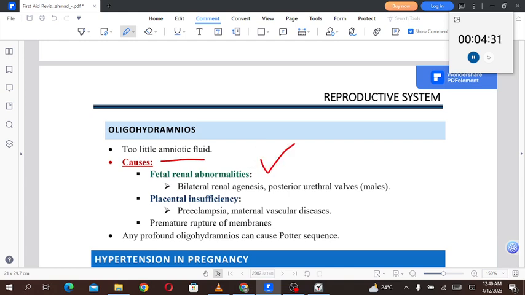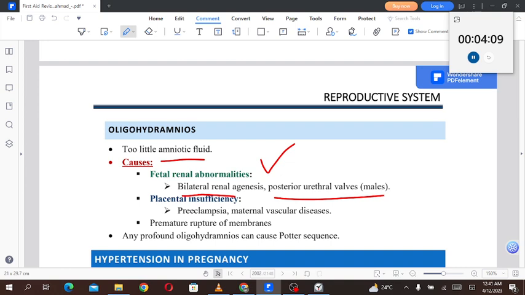For example, there is bilateral renal agenesis, or maybe there are posterior urethral valves in the males. Why do they develop? Because of the prevalence of the Wolffian duct. And what is the Wolffian duct? The Wolffian duct is the mesonephric duct. Yep, the mesonephric duct is also called the Wolffian duct, while the paramesonephric duct is also called the Mullerian duct. So remember these things.